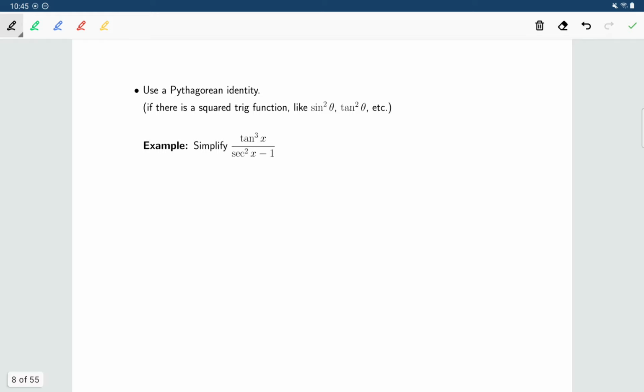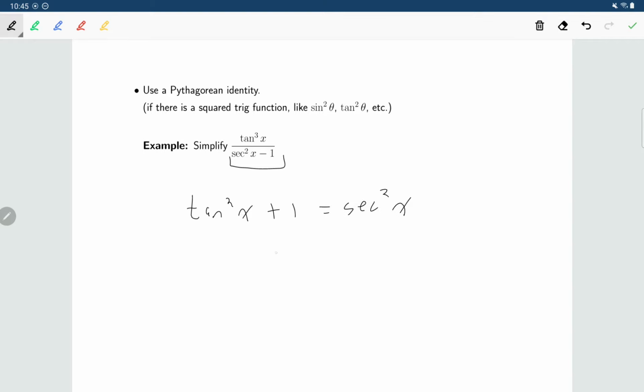Maybe we might need to use one of our Pythagorean identities. This is something that you might think about doing if you see something like a sine squared or a tangent squared or a cosine squared. That might be an opportunity for you to use one of your Pythagorean identities. The one that I'm looking at here, I know in the denominator I have secant squared minus 1, and I'm thinking about that Pythagorean identity, tangent squared plus 1 is equal to secant squared.